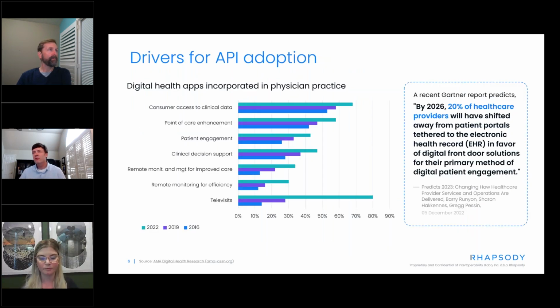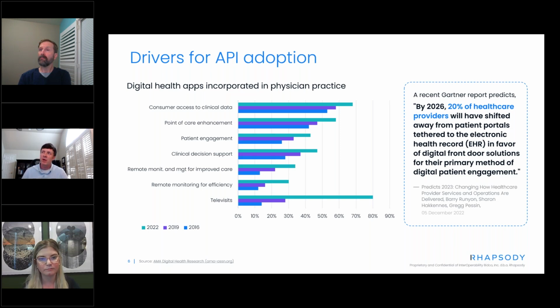A couple of different sources that we have here really just speak to the drivers for API adoption. One is an article from AMA Digital Health Research on the right-hand side. It really just surveyed clinicians over the last several years and how they've adopted digital health apps. And if you can see from the graph, the green being the adoption rate since 2022, you can see it's exponential in certain areas like telehealth, but in other areas even, the growth is substantial, and it really speaks to this would not have been possible and would not have been as easy without APIs.